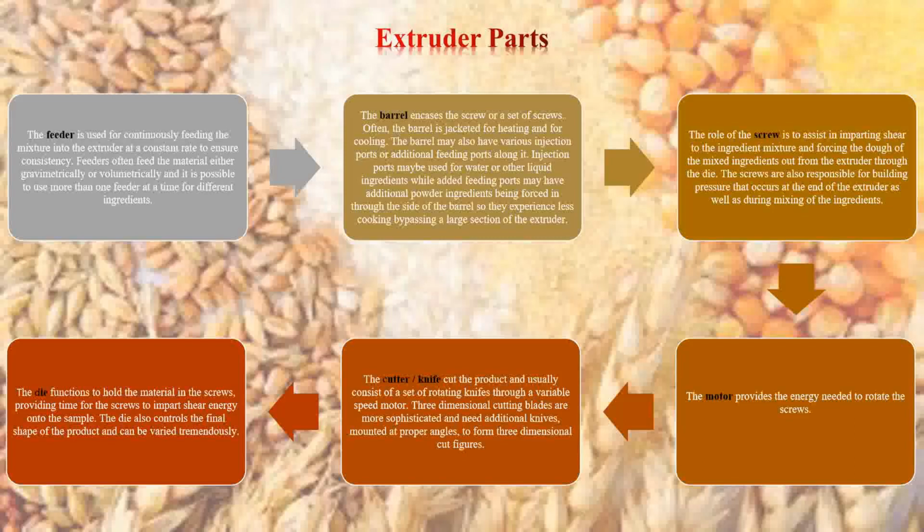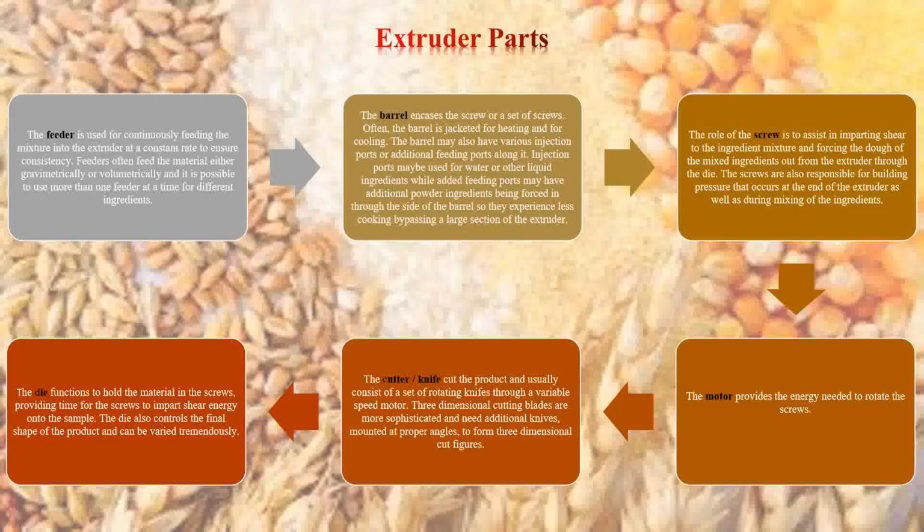Next one is the barrel. The barrel encases the screw or a set of screws. Often the barrel is jacketed for heating and for cooling. The barrel may also have various injection ports or additional feeding ports along it. The injection ports may be used for water or other liquid ingredients, while added feeding ports may have additional powder ingredients forced in through the side of the barrel, so they experience less cooking, bypassing a large section of the extruder. And the third one is the screw.